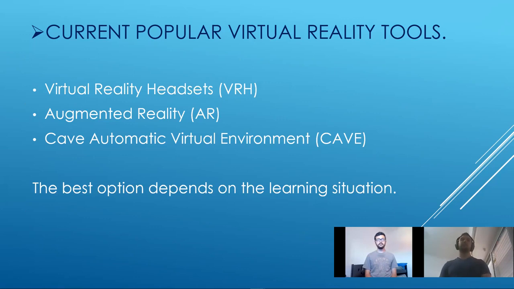Then we have the CAVE, the Cave Automatic Virtual Environment, abbreviated CAVE. It's a set of between 5 to 7 projectors that project an image on all the walls of a room, and this has the advantage that it can be super immersive, and it can also be used by a group of people. The only disadvantage is that it's very expensive.